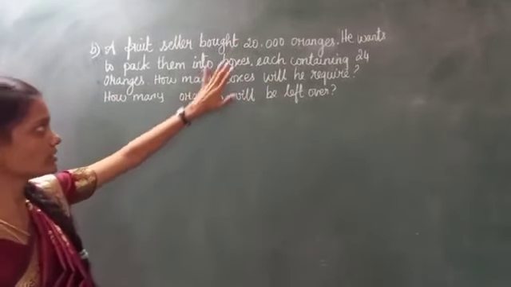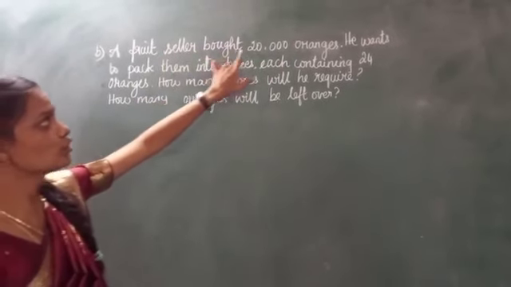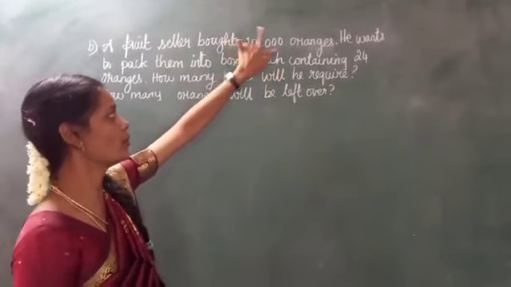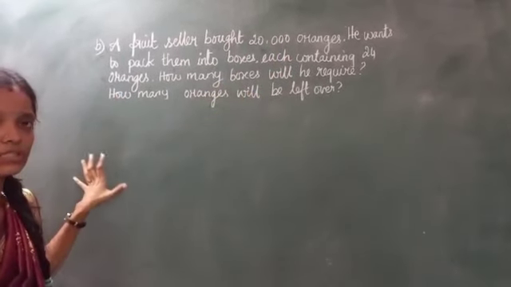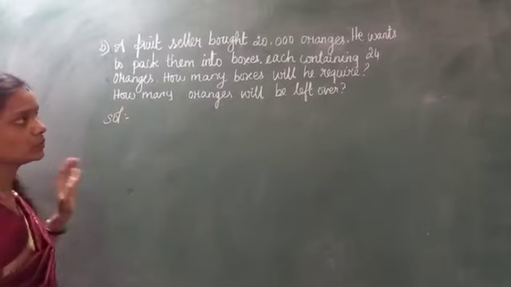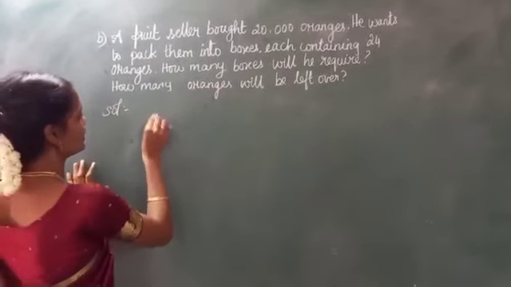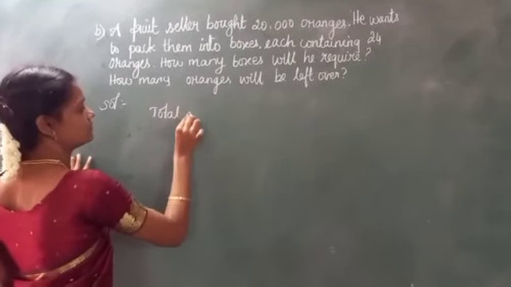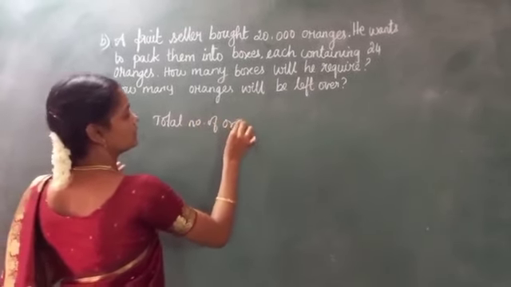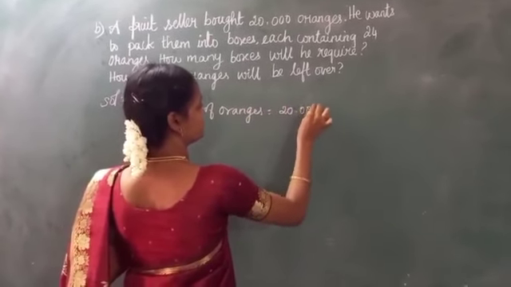So here the question is how many boxes are needed. The amount of oranges is large, so when the amount decreases, we are going to do division, as you already know. So we are going to find the solution by doing the division. How can we write it? Total number of oranges is equal to 20,000.